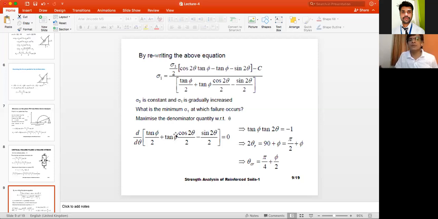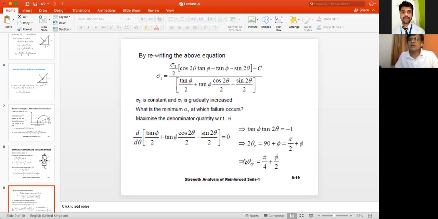If we solve this equation, finally the critical angle theta CR is equal to pi by 4 plus phi by 2. You might have studied this many times, that is 45 plus phi by 2. This value is the critical angle at which the sample has just started failing. That is the failure envelope.